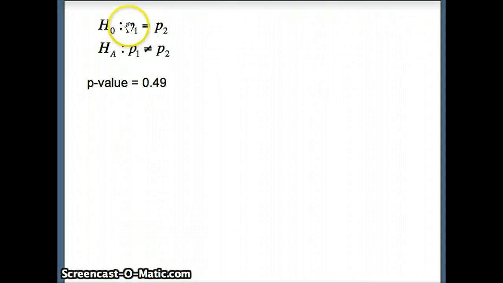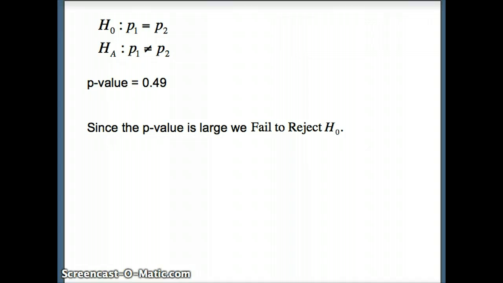So what that means is, assuming the men and the women came from populations with identical proportions, the chances of getting numbers this different just by random chance is 49%. Well, that's fairly likely, which means there's a chance H0 really was true.